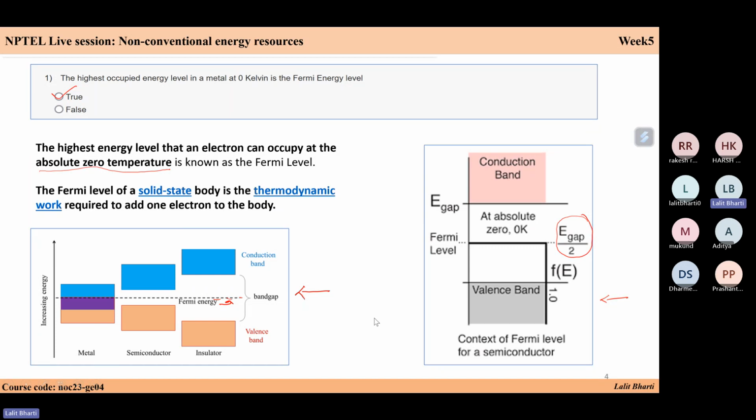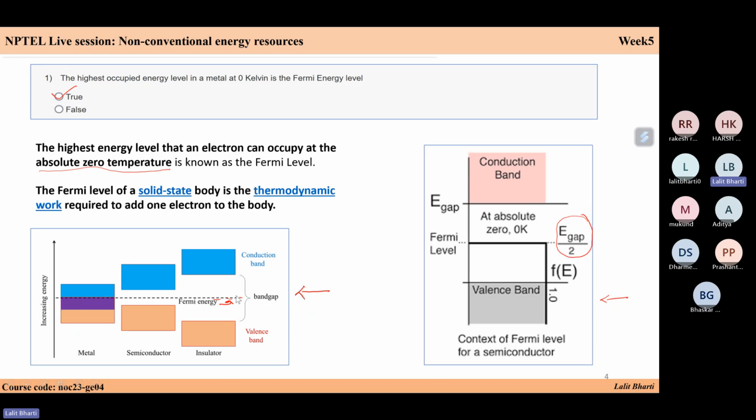So this is your energy band and the Fermi energy levels, what we saw in the previous slides also. This is for metal, semiconductor, insulator. This is our band gap. This is the Fermi energy level. So the Fermi energy is basically, at absolute zero temperature, meaning 0 Kelvin, the highest energy level that is occupied by an electron.